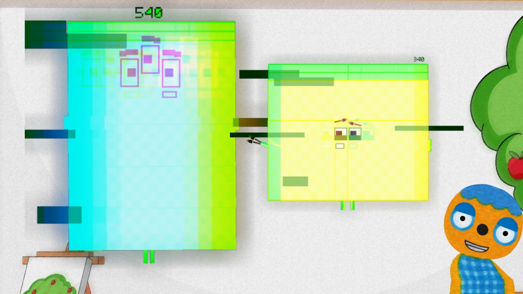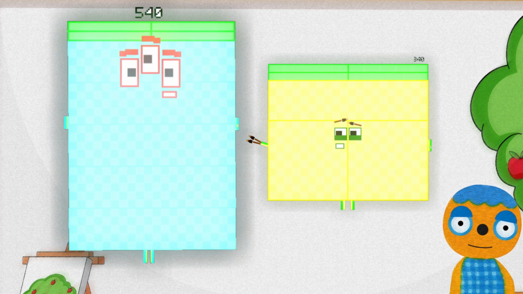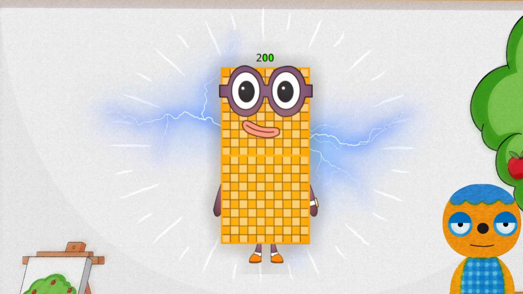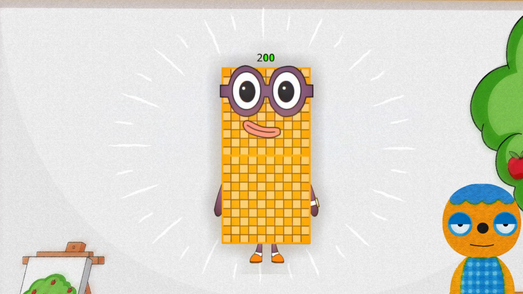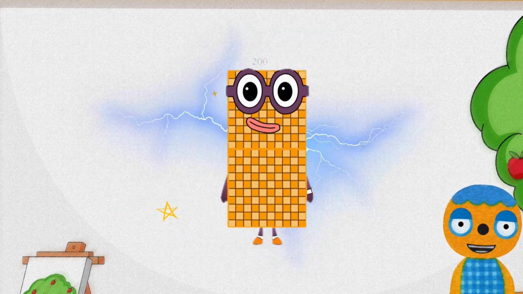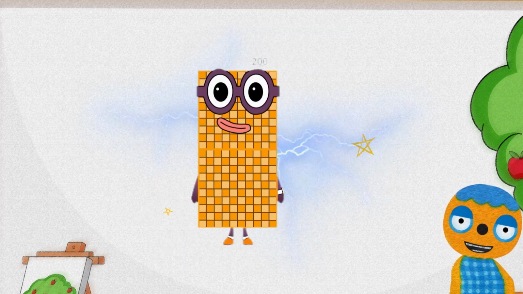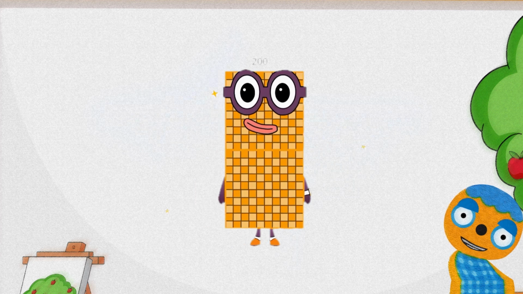Take away 340 from 540. What lovely number is left? 200. 540 drops 340 and 200 stands with a smile.